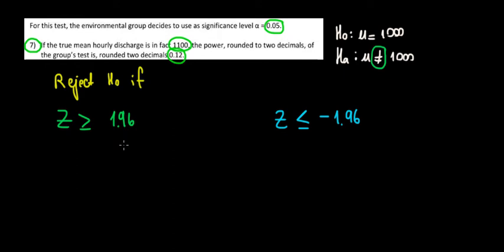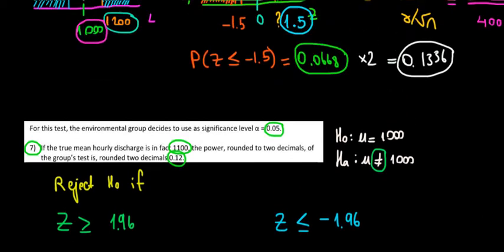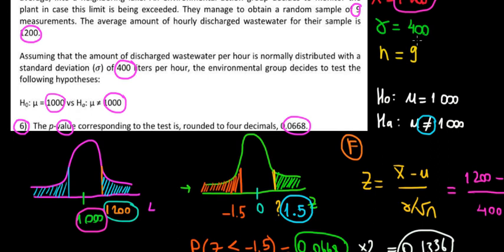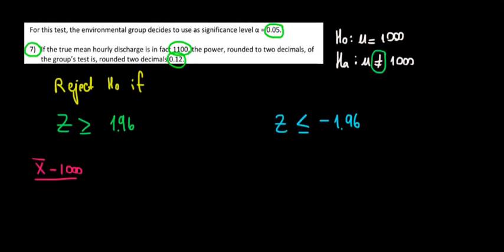So what is the Z value? The Z value is a standardized value, so it's the difference between the sample mean that we're interested in and the mean of the population under the null hypothesis, 1000, divided by the standard error. And recall the standard error, we have it over here, that's equal to 400 divided by square root of n, sigma divided by square root of n. So we have (X bar minus 1000) divided by 400 over square root of n must be greater than or equal to 1.96.